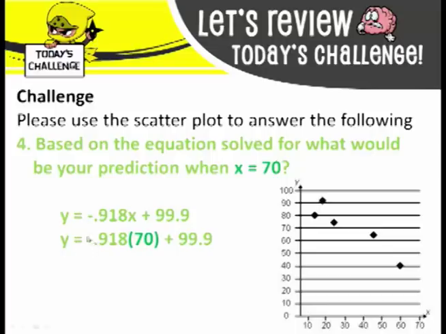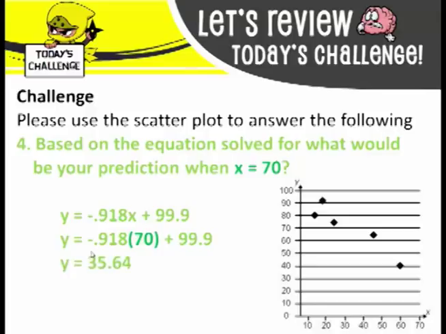I think that's going to be where a lot of people make the mistake. Hit the negative sign button on your calculator, not the minus sign, the negative sign. Negative 0.918 times 70 plus 99.9. And when you plug that in your calculator, I got 35.64.